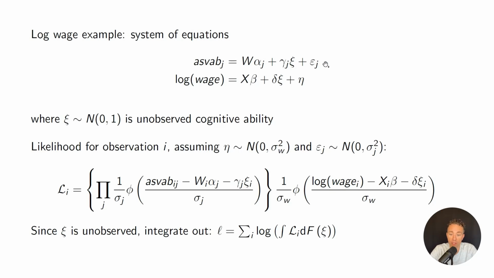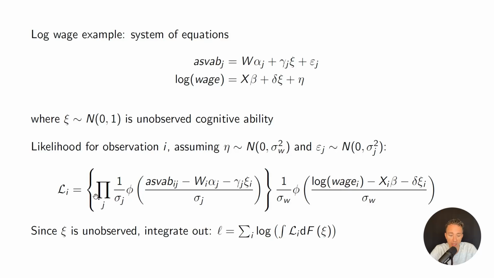So we assume that the epsilons and the eta are all normally distributed with some unknown variance, and each of the epsilons has a different variance. And then once I do that, I can write down the likelihood function like so. So what is the phi here? Well, the phi is the standard normal PDF. So that's why I'm dividing by sigma and then also multiplying by 1 over sigma outside of it.